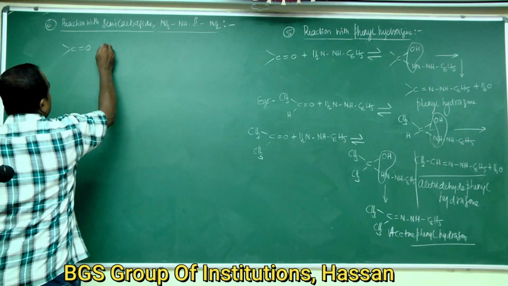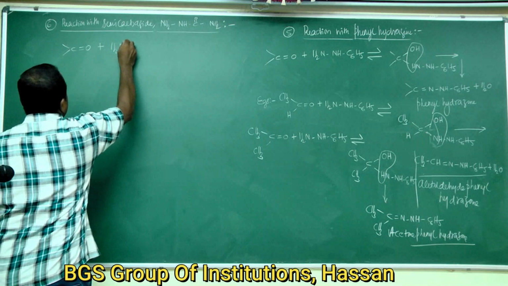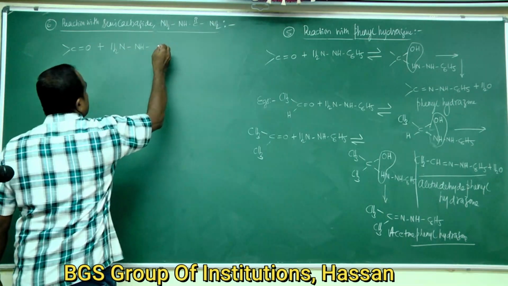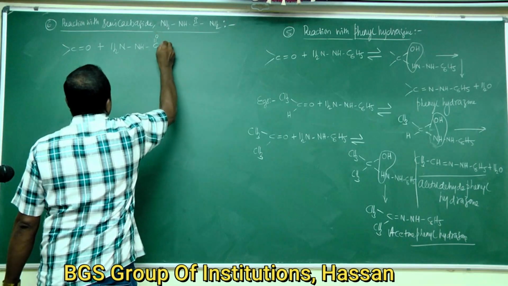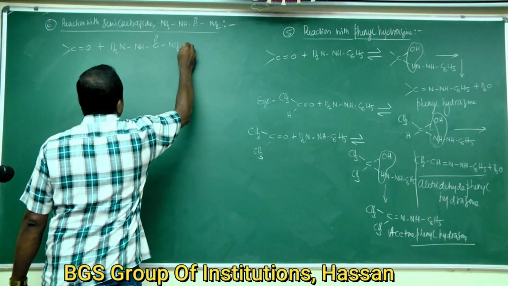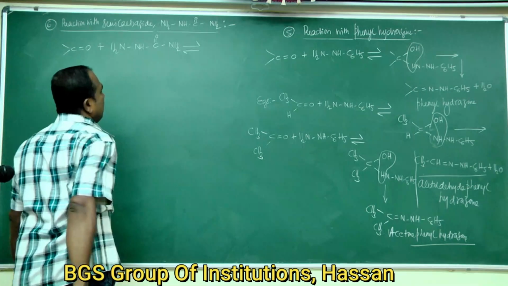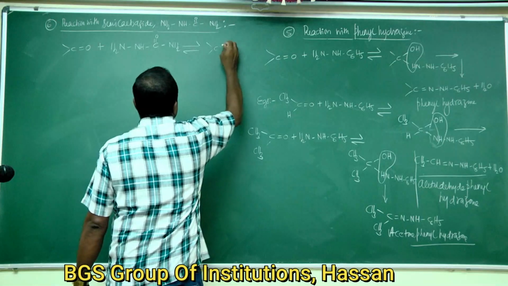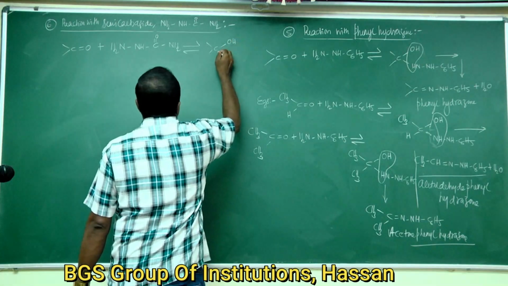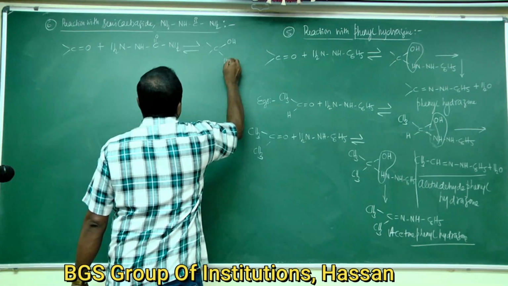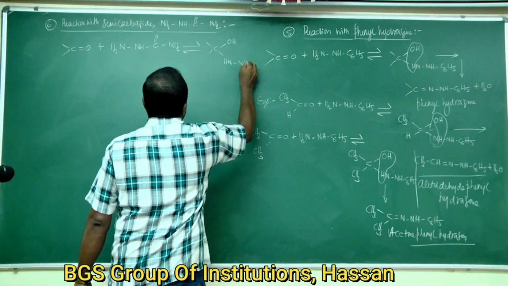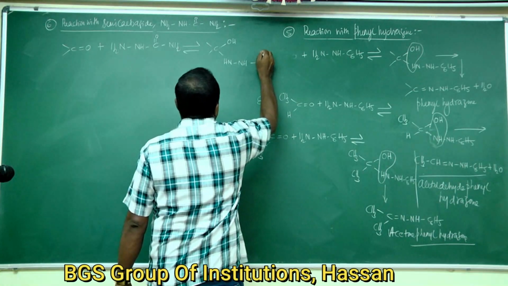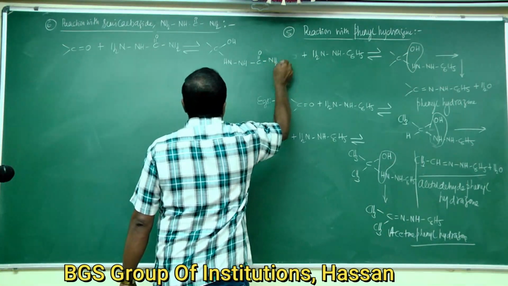Carbonyl compounds react with semicarbazide, NH2-NH-CO-NH2, to form the intermediate. That is C with a single bond to OH, connected to NH, connected to NH, connected to C=O connected to NH2.